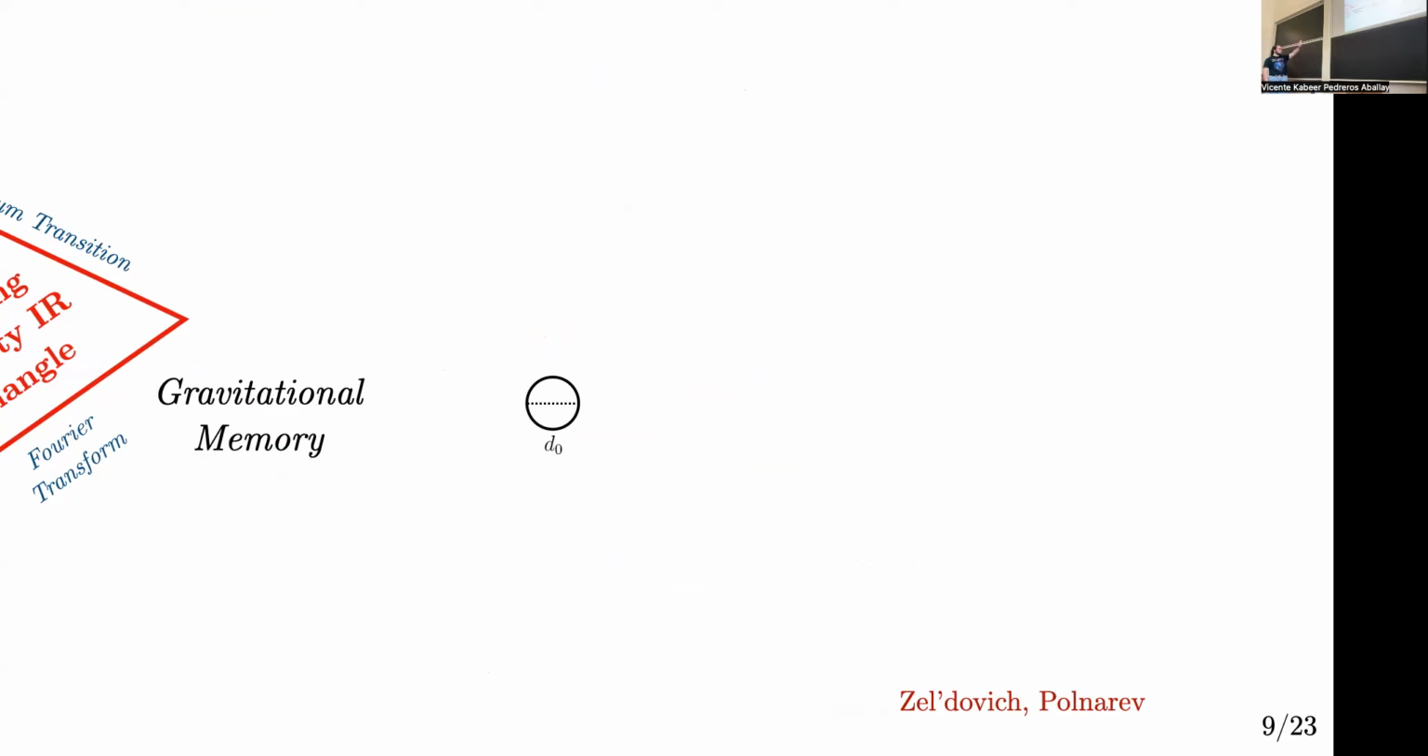So here I have a small animation on the topic. Suppose that we have an initial circular detector with initial diameter d naught. So here's the gravitational wave passing through the detector. It has an oscillatory behavior. And here's the final outcome. You can then measure what's the final diameter, and you're going to find out that it's different from the original one. So in some sense, we say that the circular detector remembers the gravitational wave.